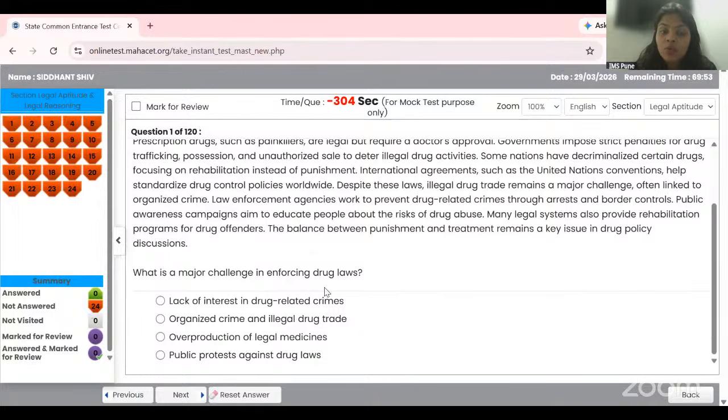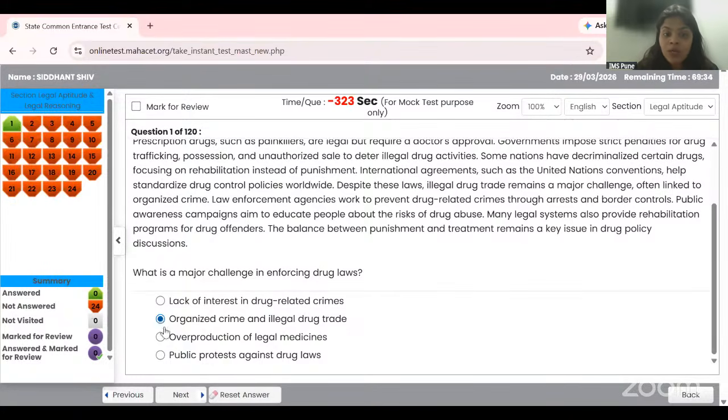We know that there are laws, but in order to enforce them, it is becoming a challenge. What is becoming a challenge? Organized crime and illegal drug trade. So this is our answer that we are deducing from the passage. You click on the answer and then you click on next.